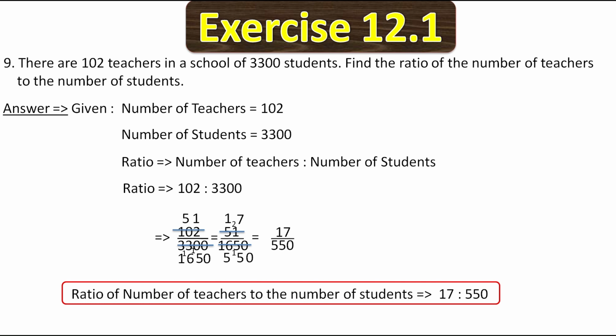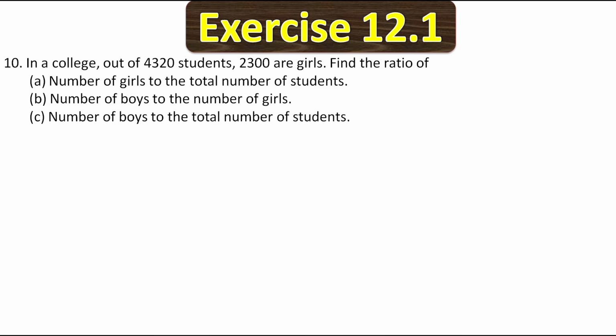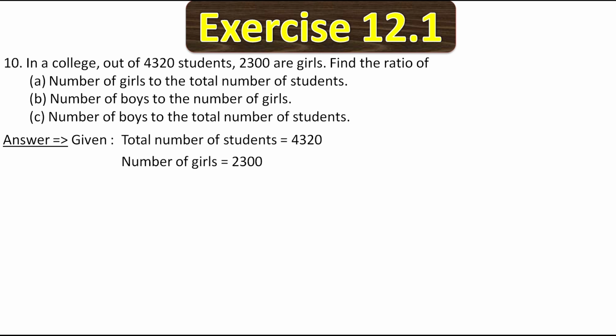Okay. Now let's move to the next question, that is the 10th one. In a college, out of 4,320 students, 2,300 are girls. Find the ratio of... Okay. So first of all, we will write the given things. That is, total students are 4,320 and girls are 2,300.